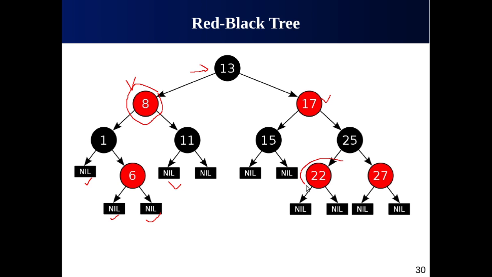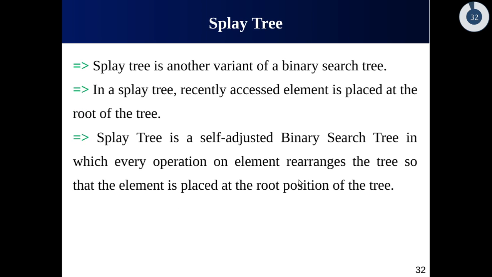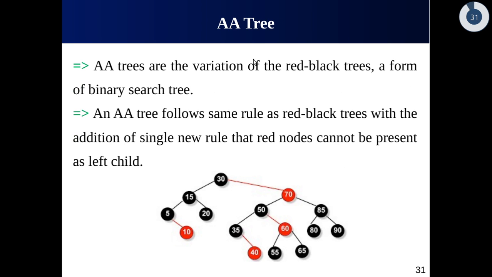We have a left child and that is red. But in case of AA tree, you can see no left child is actually red. All left children are black. This is an extra condition to the red black tree, and if this condition is imposed, the desired tree is known as AA tree.